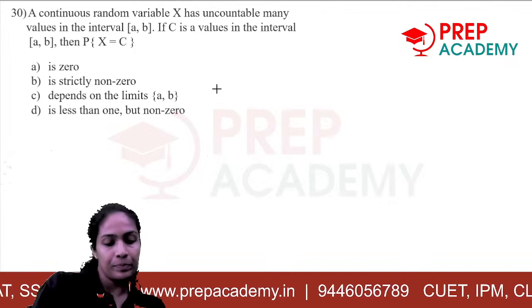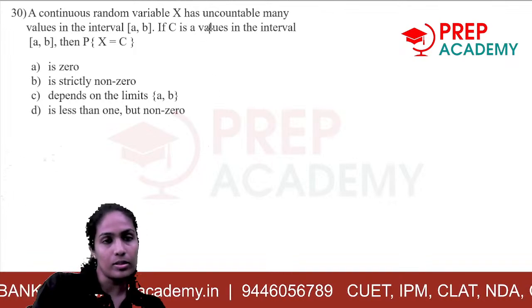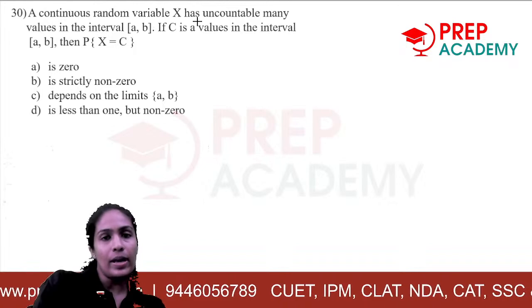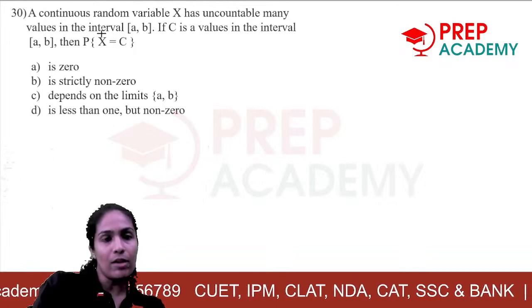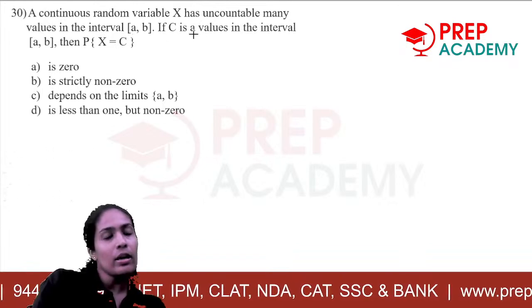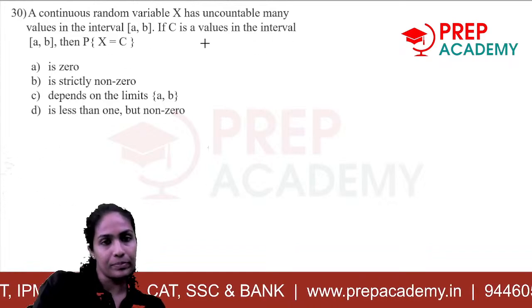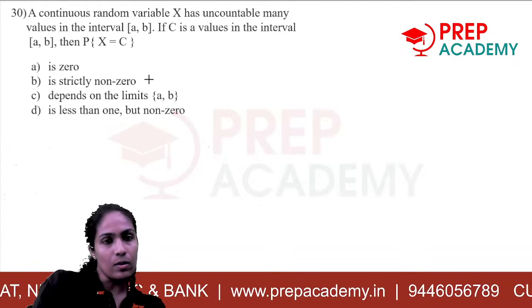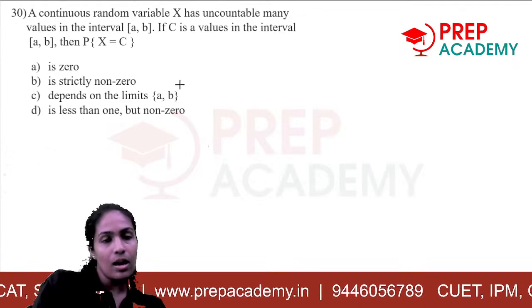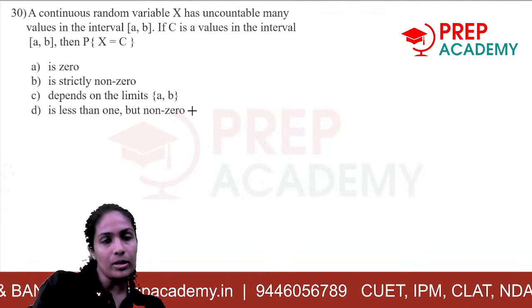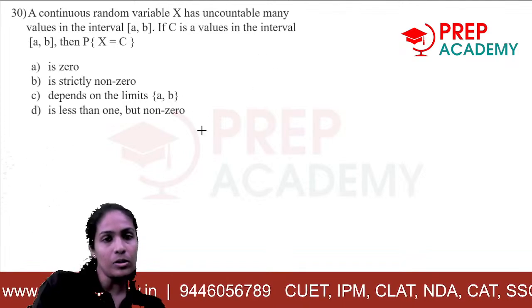Next is question, 30th question. A continuous random variable x has uncountably many values in the interval closed AB. If C is a value in the interval closed AB, then P of x equal to C. Option A is 0, option B is strictly non-zero, option C depends on the limits A, B, and option D is less than 1, but not 0.